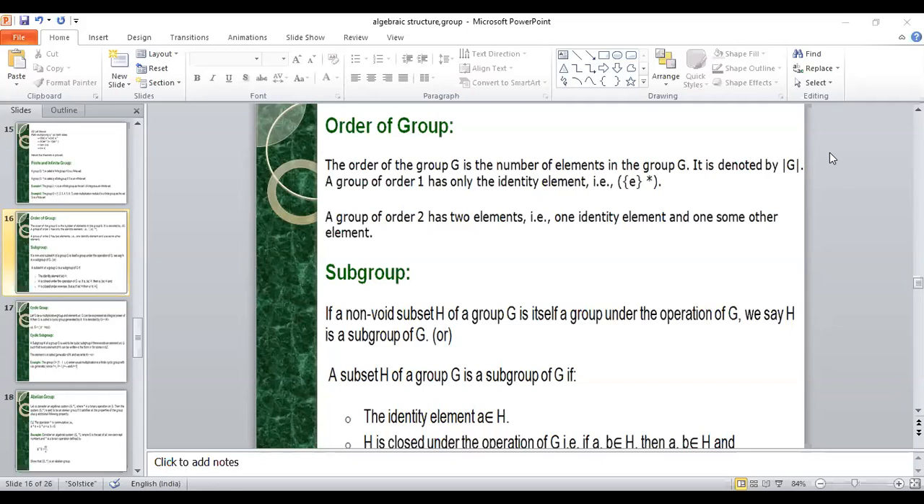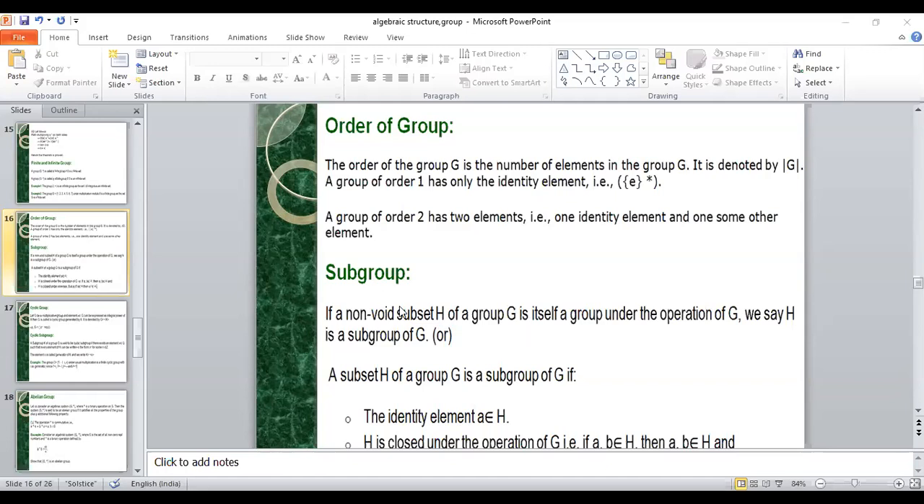Next definition, subgroup. If H is a non-empty subset of a group G and is itself a group under the operation of G, we say H is a subgroup of G. So here H is a non-empty subset of G and H is itself a group under the operation of G. G is a group with the binary operation multiplication, so H is also a group with binary operation multiplication and H is a subset of G.